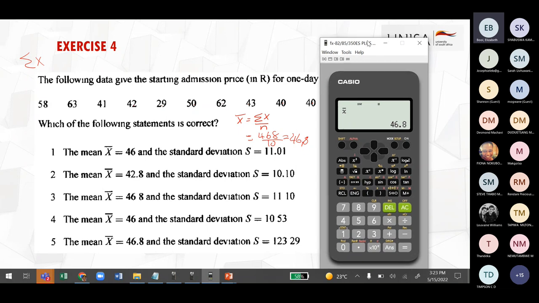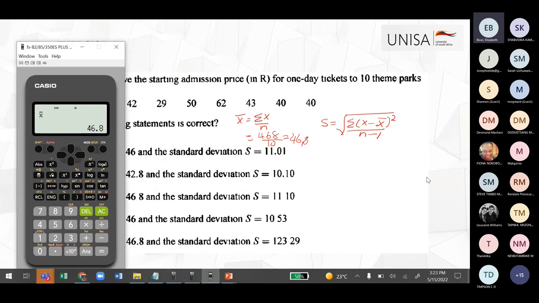Now I can calculate the standard deviation instead of using the long formula. But sometimes you do need the long formula, because they can ask you what is the sum of X minus X squared. You need to be able to calculate those things, whereas you can't do them on the calculator. So in order for us to do that, you press shift again and press stat and go back to 4, and then we're going to press 4 again for the SX, and when I press equal, I get my answer of 11.10.